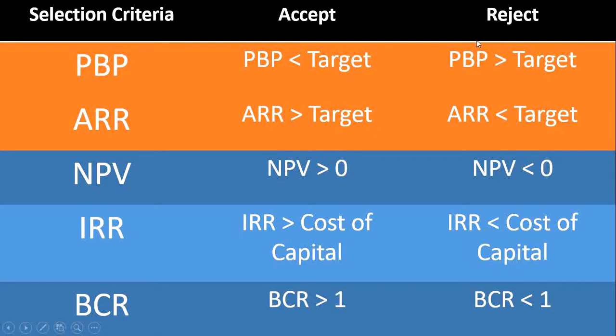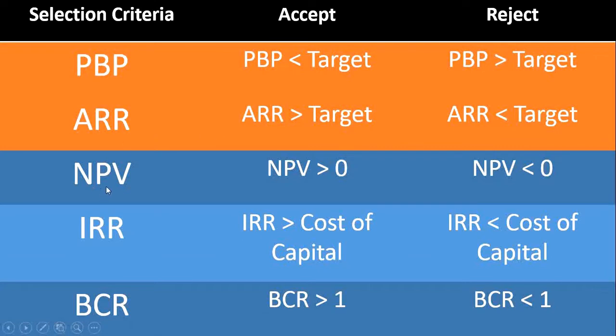Now ARR is accounting rate of return. You should accept ARR when the calculated amount is greater than your target rate, opposite to PBP. So you should accept it when the accounting rate of return is greater than your target rate, and you should reject it when ARR is less than your target rate.